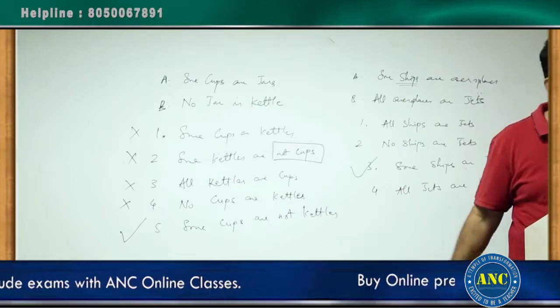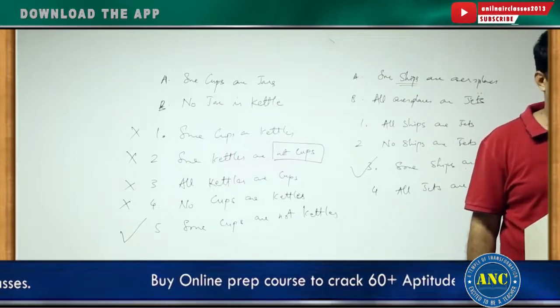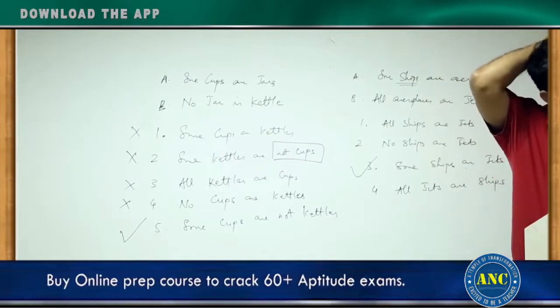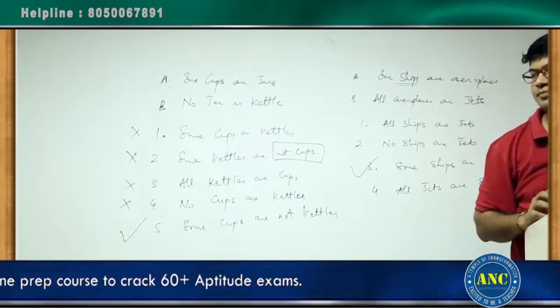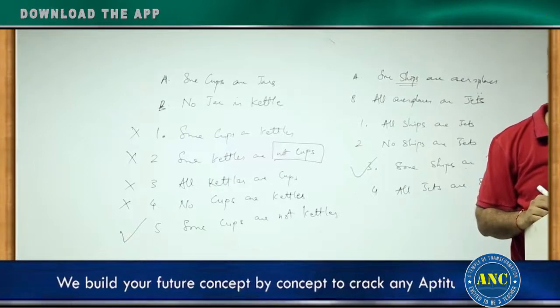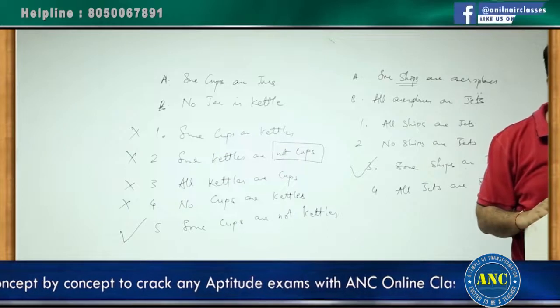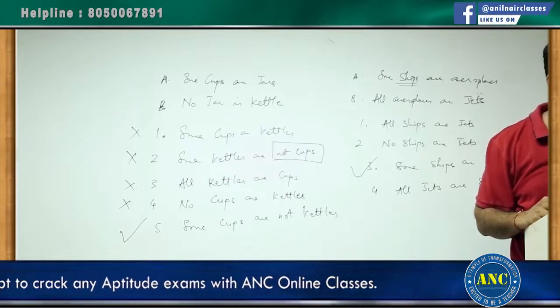Take an example: some bullets are guns, some guns are tanks. Options for conclusions. First option, some bullets are tanks.